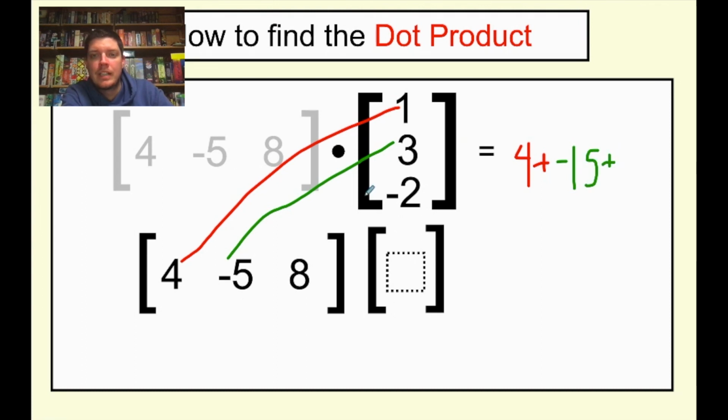plus -2 times 8 is -16. I'm going to go ahead and use my calculator so I don't mess up. 4 plus -15 plus -16, oops, I mistyped that, is -27. So this matrix right here is -27.